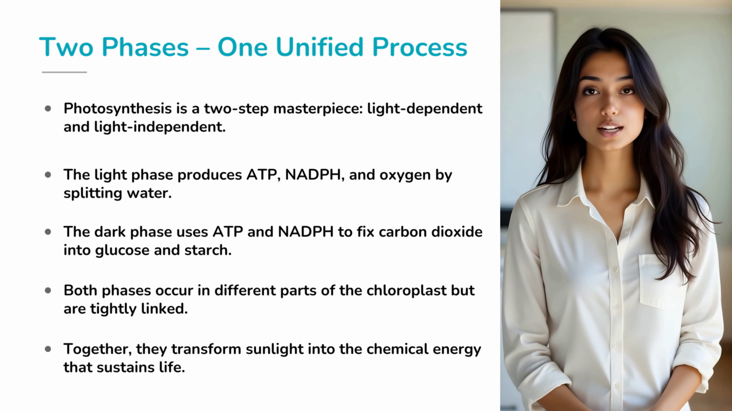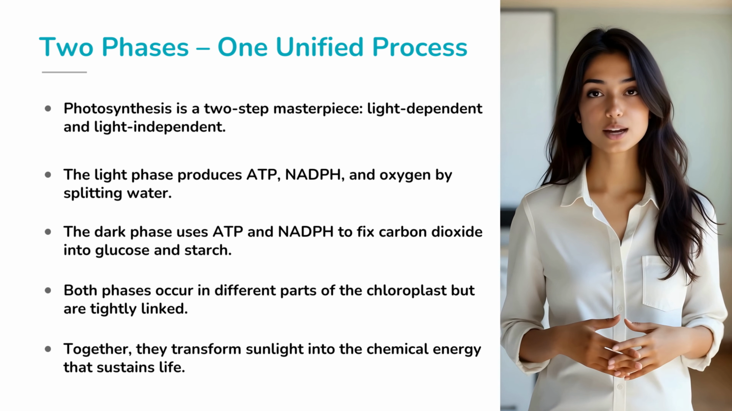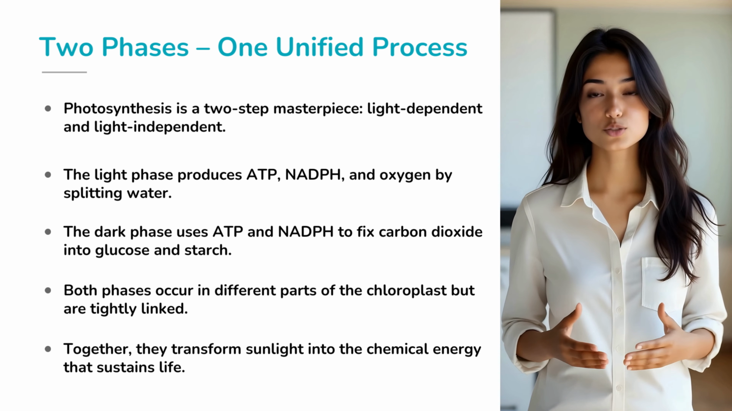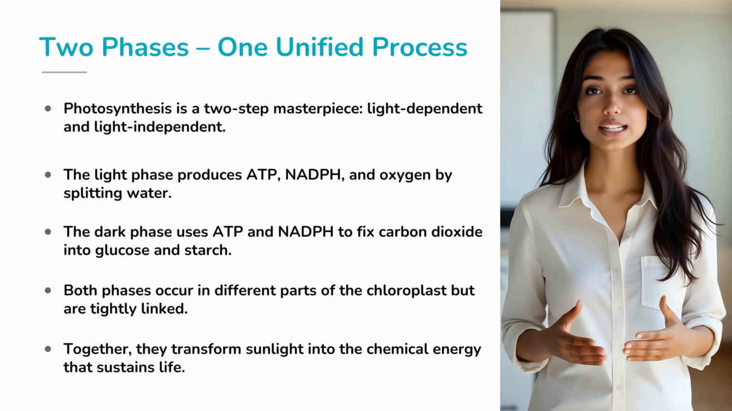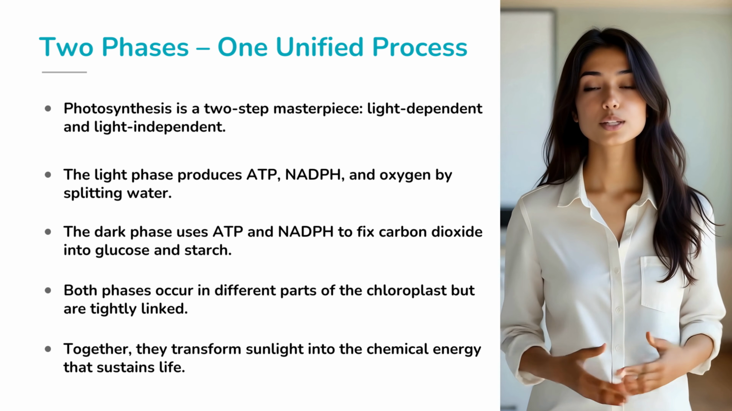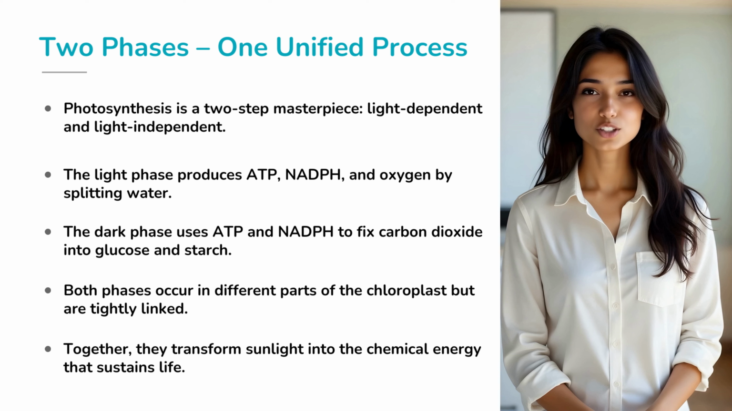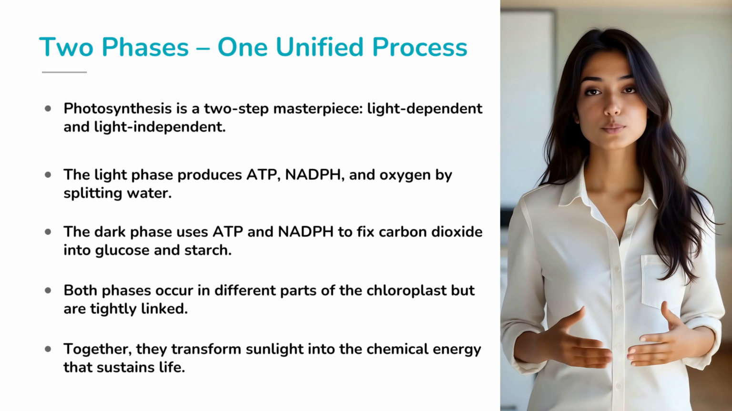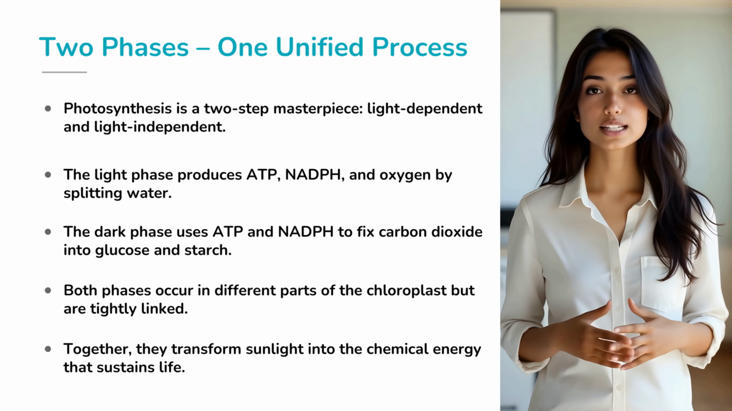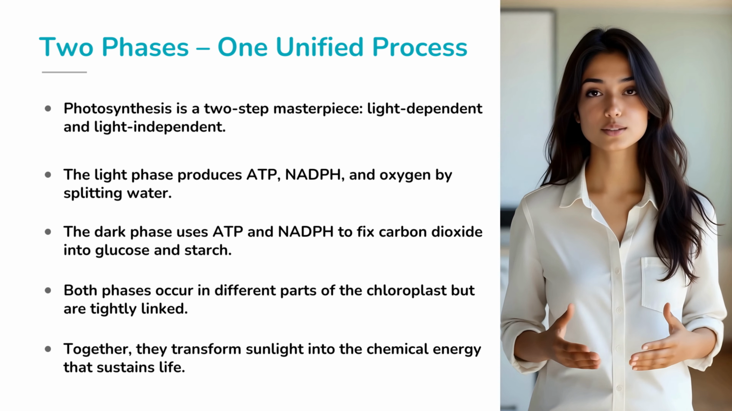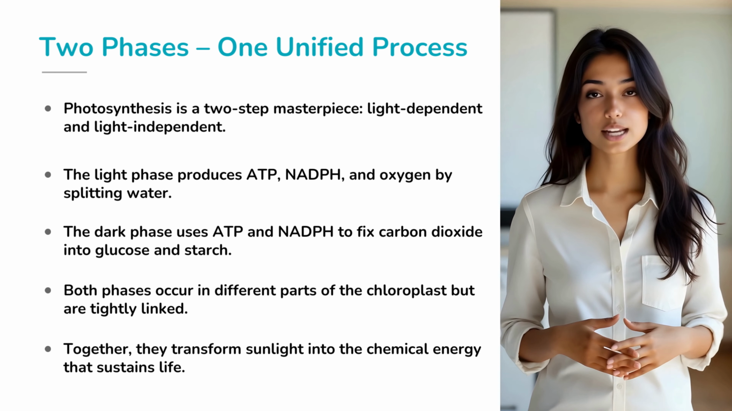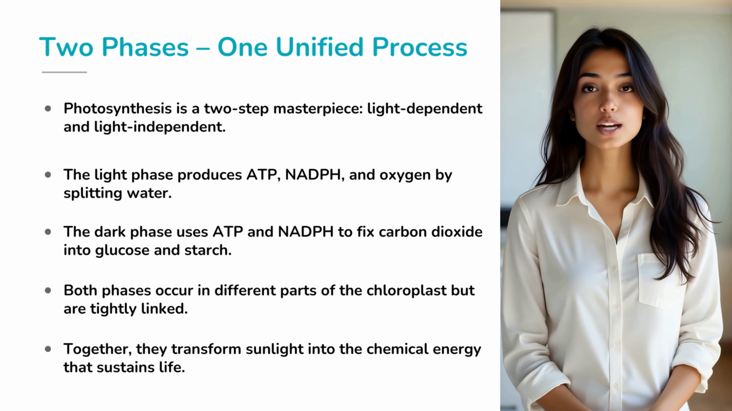So let's bring the story together. Photosynthesis is a two-step masterpiece. In the light-dependent phase, water is split, oxygen is released, and energy is captured as ATP and NADPH. In the light-independent phase, carbon dioxide is fixed into glucose and starch, using that stored energy. Both phases occur in different parts of the chloroplast, but are tightly linked, like two gears of the same machine. The result? Sunlight is transformed into the chemical energy that feeds the world and fuels life.